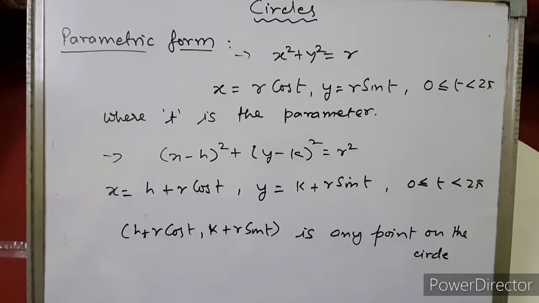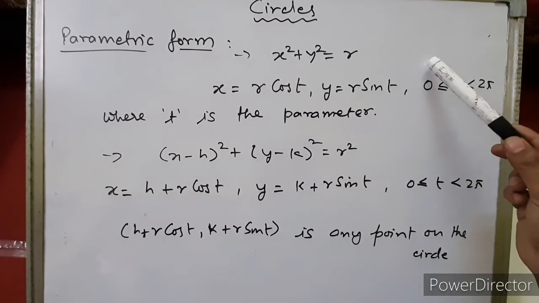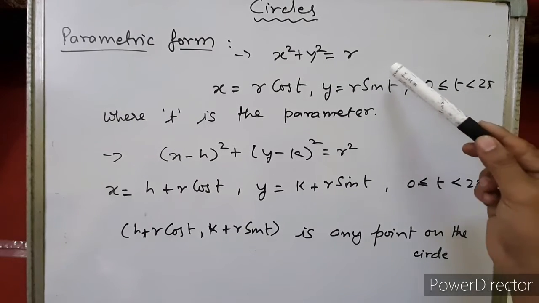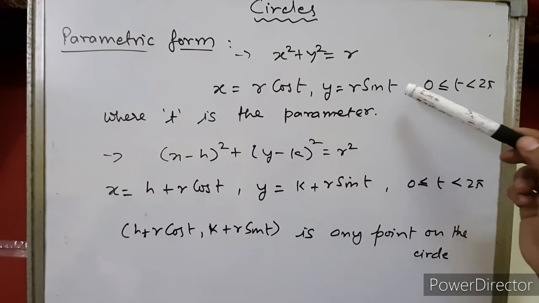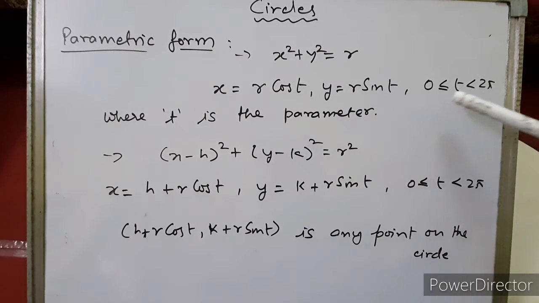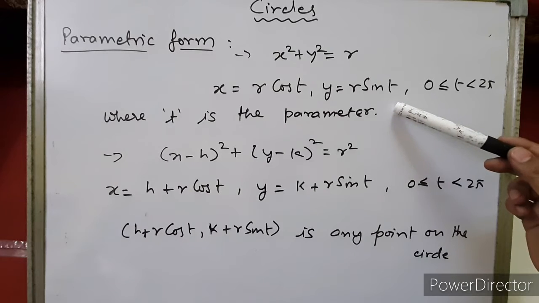So in today's class, we're going to start with the parametric form of circles. Suppose the equation of a circle passing through the origin, in the simple form, is given as x square plus y square equals r square. Then the parametric form of this equation will be x equals r cos t, y equals r sin t, and the value of t will lie between greater than or equal to 0 and less than 2 pi. T is also called the parameter of this equation, and this is the parametric form.